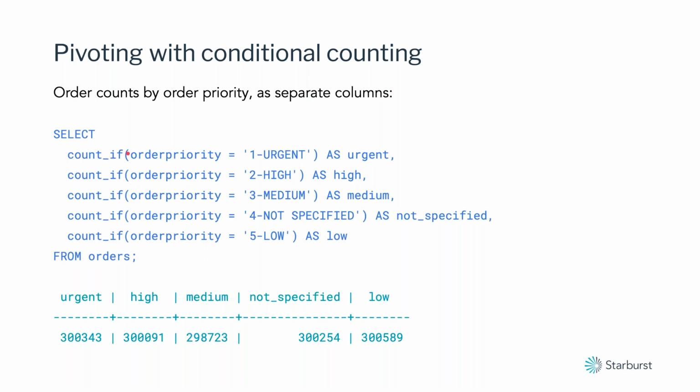So we say countif the order priority is 1, then we'll count all the values where the order priority is 1. If it's 2, we count the 2s and so on, and then we can see that we get 1 column for each order priority with only the counts for that column.